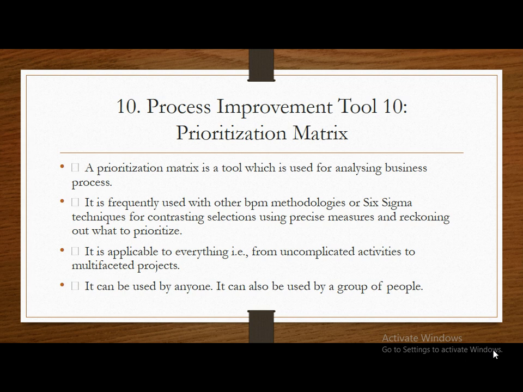It can be used by everyone. It is also used by a group of people. They also assist to remove some inducement and consent schedules for project prioritization by endorsing some agreements.